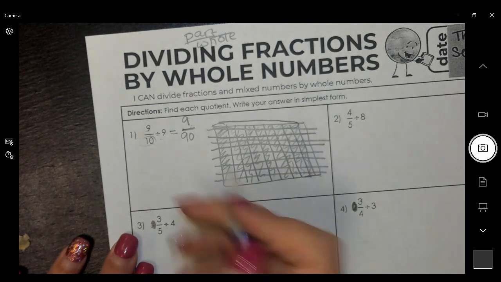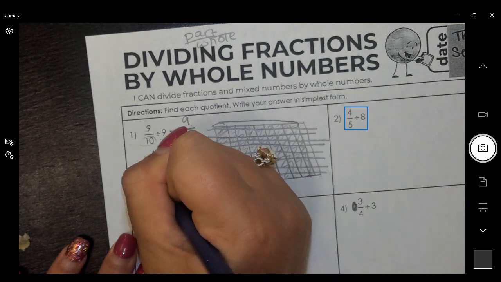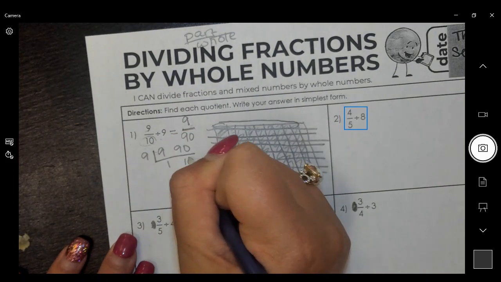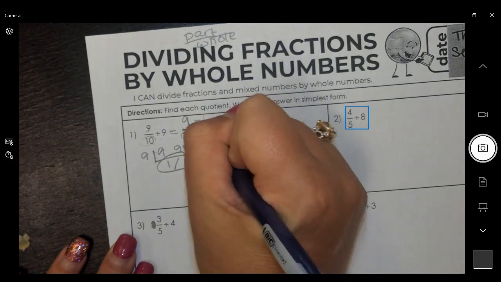Now we could simplify that by putting it in a slide, 9 and 90. And take 9 out, get 1 and 10. And remember down here at the bottom is our fraction. So that's equal to 1/10.